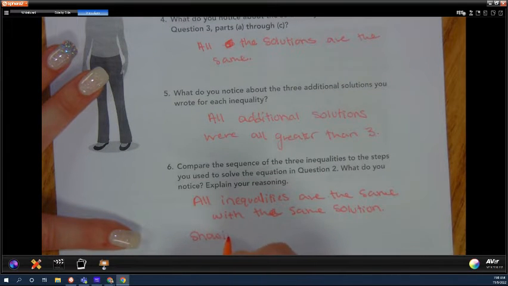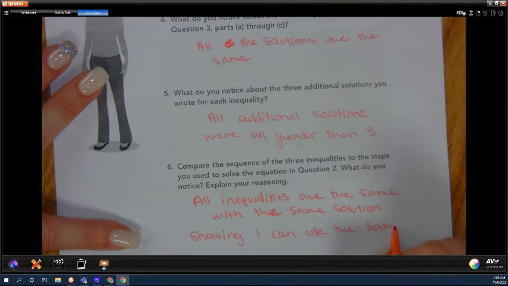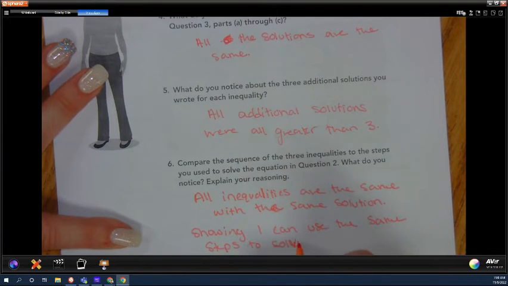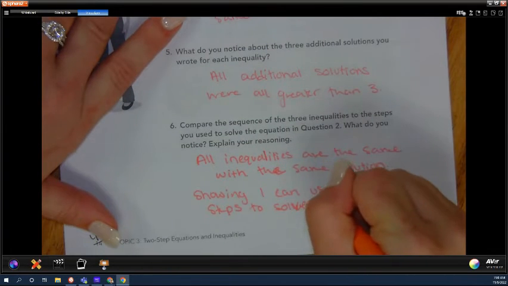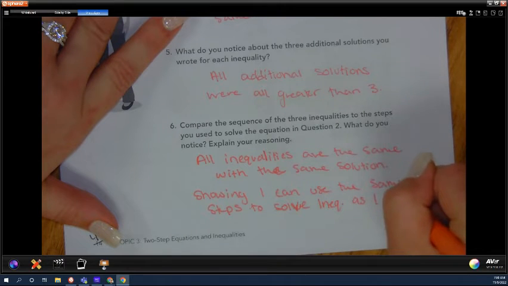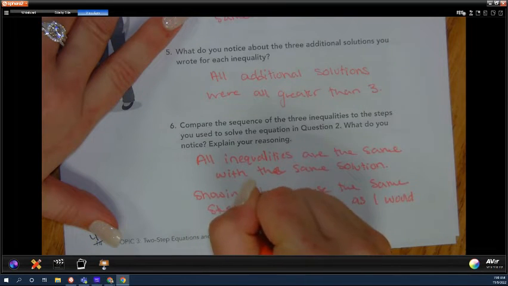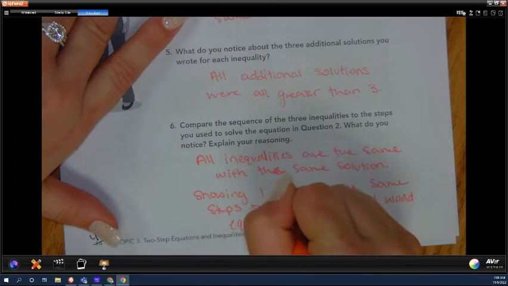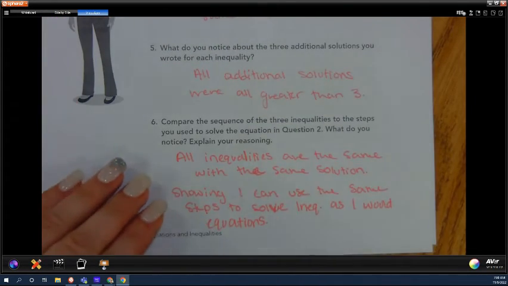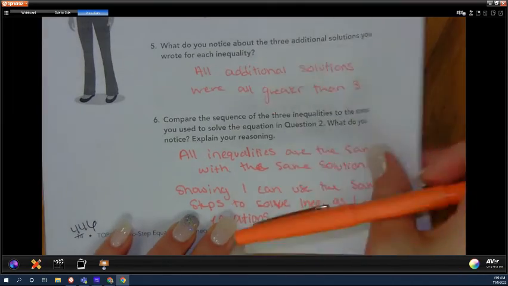showing I can use these same steps to solve inequalities as I would equations. I'll let you just write that down. Because let's take a look here.